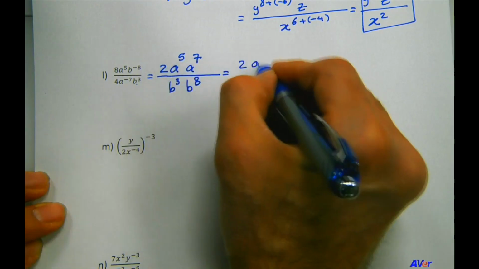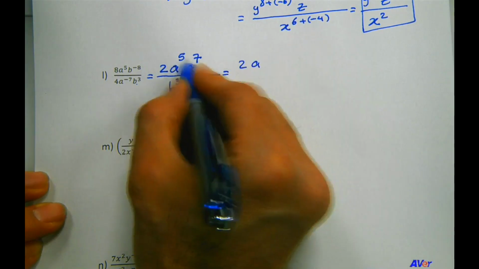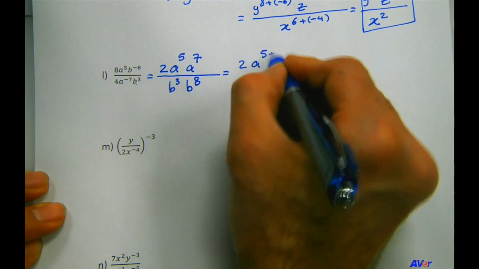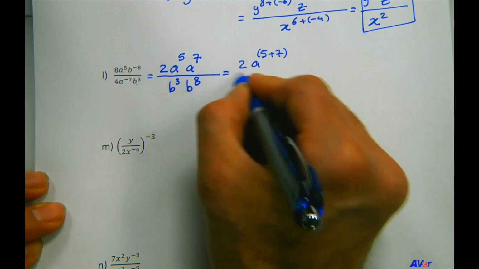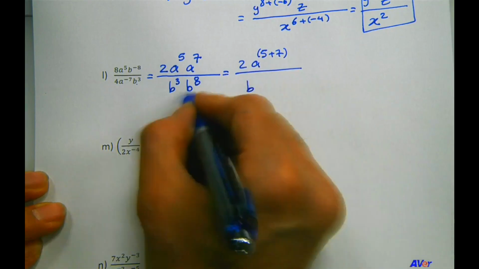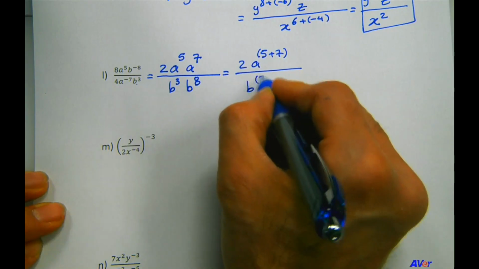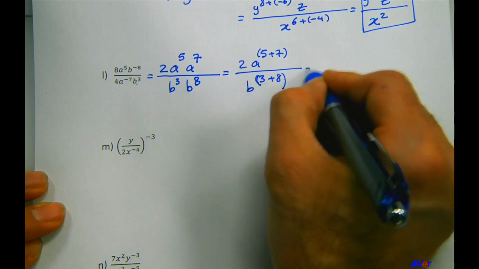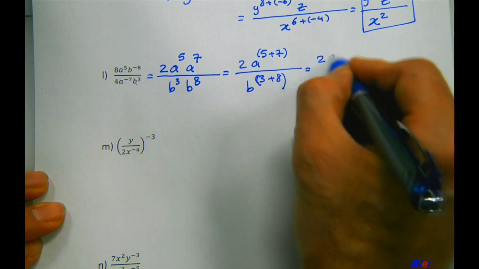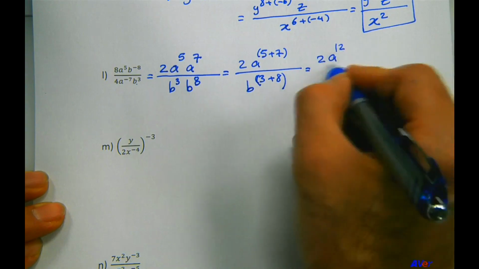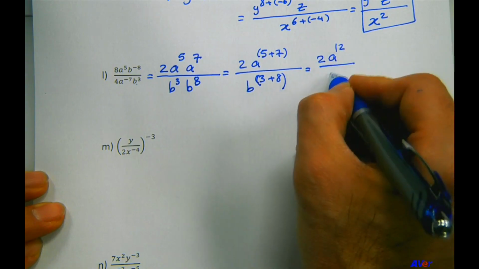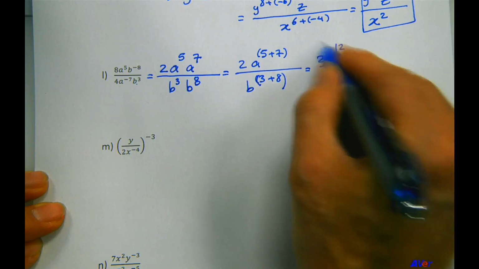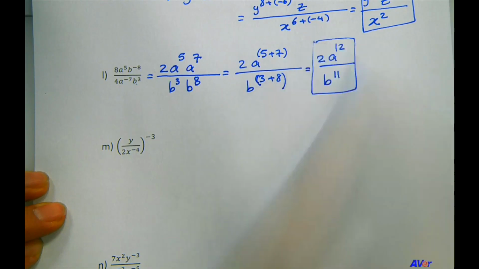We have a, the bases are the same, so let's add the powers. 5 plus 7, divided by b, the bases are the same, so let's add the powers. Like that. And so we have 2 times a to the 12th power divided by b to the 11th power. Like that.